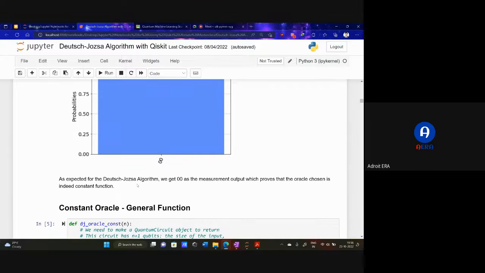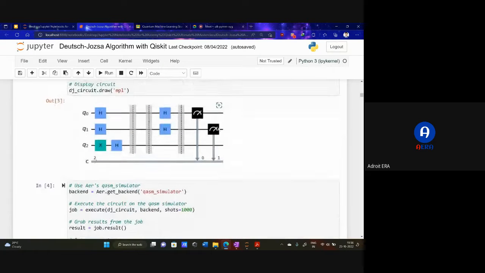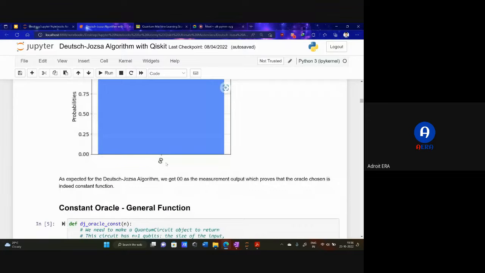Okay, so as expected, we get the all 0-bit string. We measured only the first register. As you can see, Q0, Q1 is the first register. Q2 is the second register, and we don't do anything to the second register. We measure only the first register, so we get the expected all 0-bit string, 00. We get 00 as the measurement, which proves that the oracle chosen is indeed a constant function.